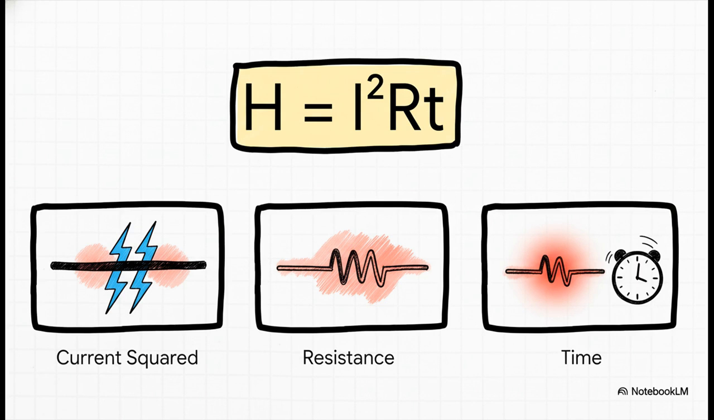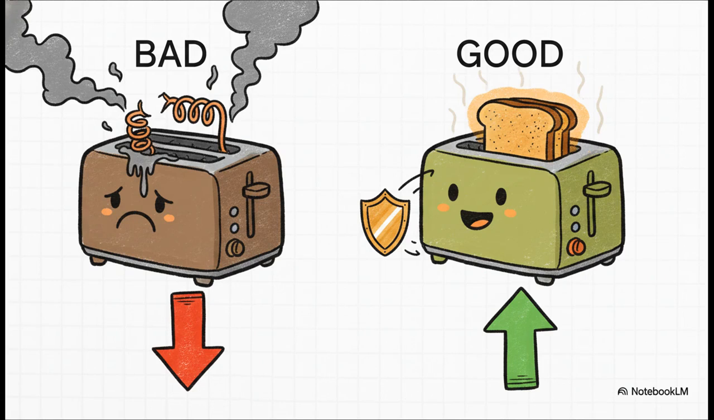It's directly proportional to the square of the current, I. This means if you double the current, the heat becomes 4 times greater. It's also proportional to the resistance, R, and the time, T, for which the current flows. So this raises a question.